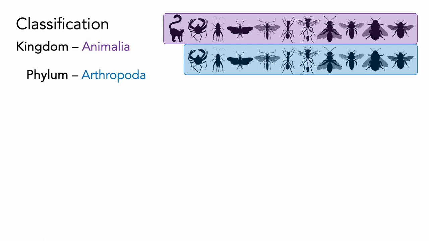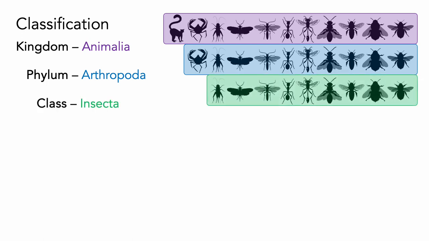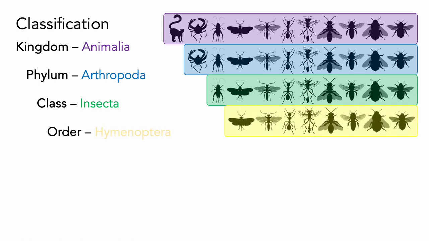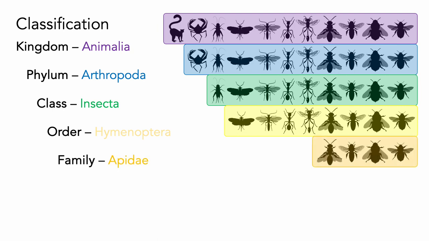Continuing, we might focus specifically on the class Insecta. Cockroaches, cicadas, butterflies, just many, many species. And out of all of them, I'd like to look at the order Hymenoptera. This order includes sawflies, ants, wasps, and bees. And we can focus, of course, on bees. Bees are one of the most charismatic ones.